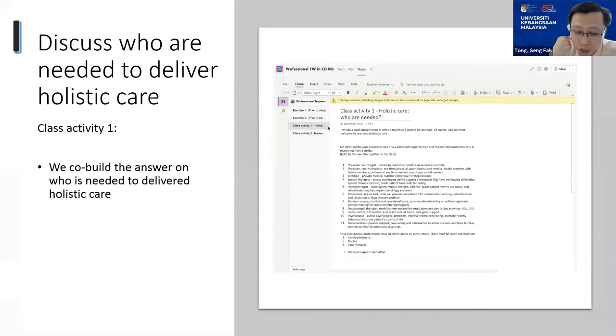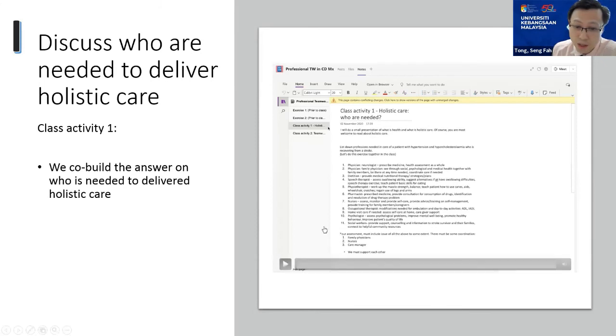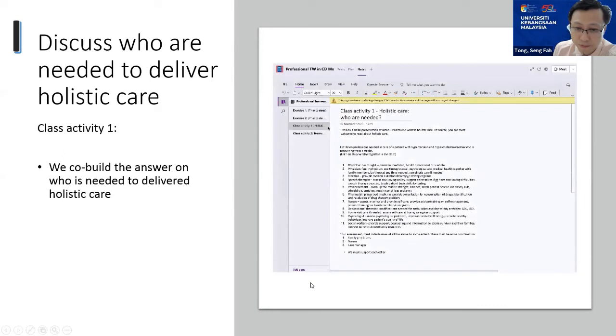By looking at what health is all about, they understand what patients are all about, so what they can do, and who are the team players in holistic care. So they have to list this together with me, and we do it together. Once we do it together, it becomes a common piece of work.